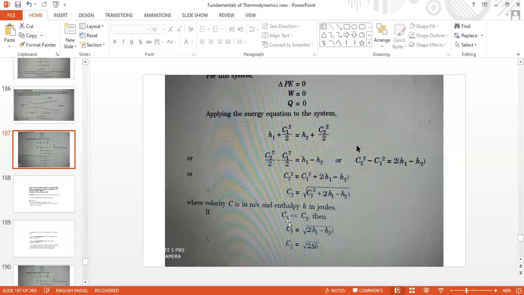And C1 is of course by far less than C2. We can realize this whenever a problem comes. Therefore C2 equals the square root of 2 into H1 minus H2, that is, 2 into the change in enthalpy of steam. Usually the higher velocity at outlet is the result of a decrease in enthalpy, or a decrease in the pressure of the steam.